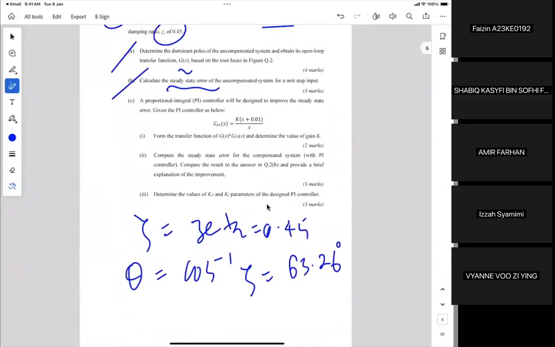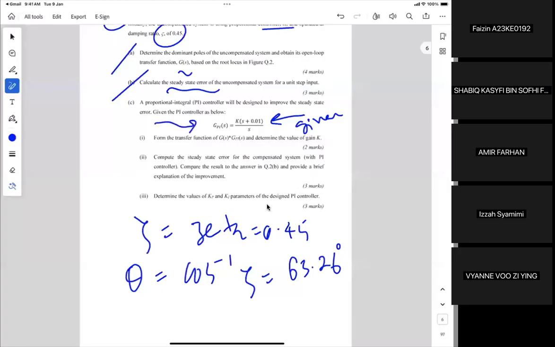Okay, the PI controller is given. Given meaning that you don't have to choose 0.1 or 0.01 or 0.001. Everybody uses the same GPI. Follow as written there. So, form the transfer function of G(s) GPI, and determine the value of gain K.